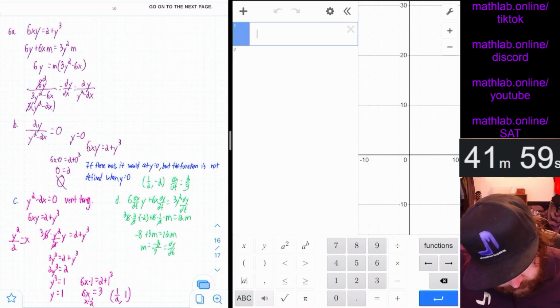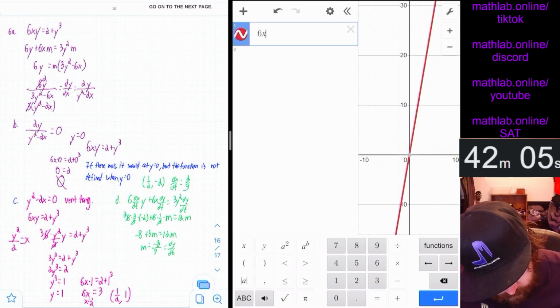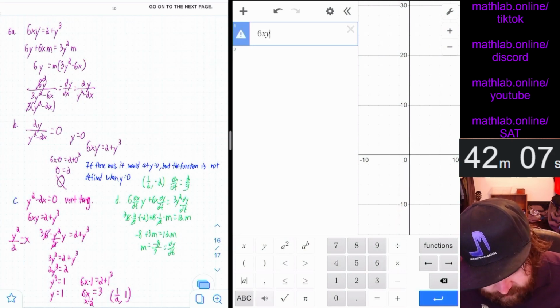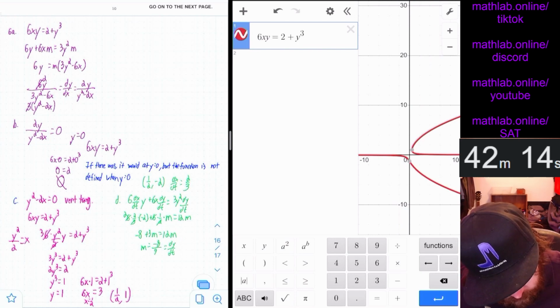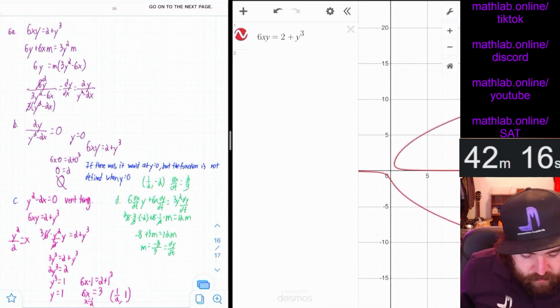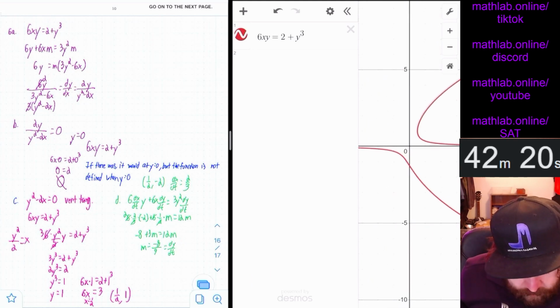So, I mean, it's really just a sideways polynomial, ain't it? It's like a sideways cubic polynomial. Oh, no. It's like a sideways rational function. Equals 2 plus y cubed. Yeah, it's a sideways rational function with a parabolic slant asymptote.